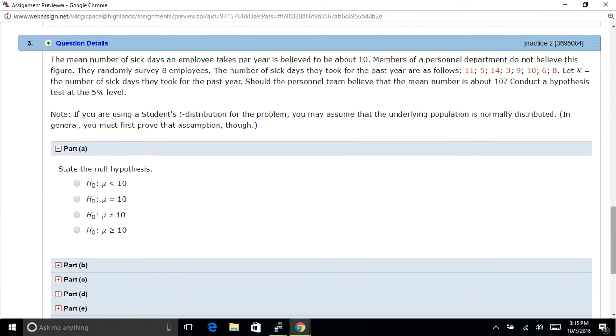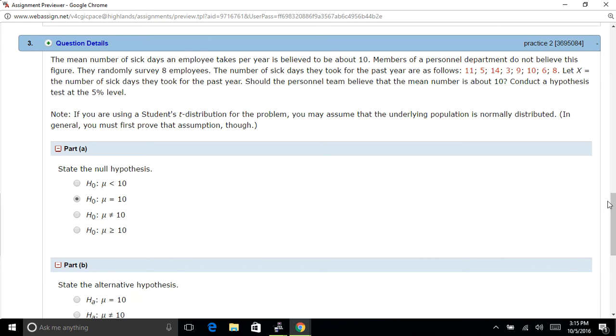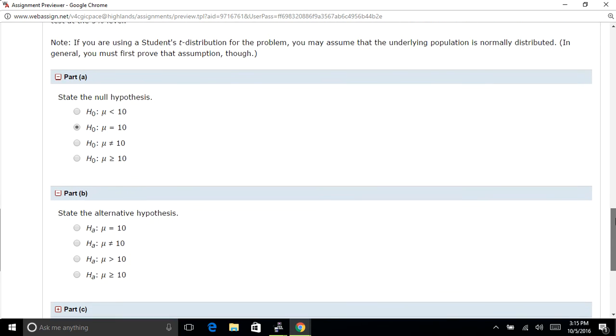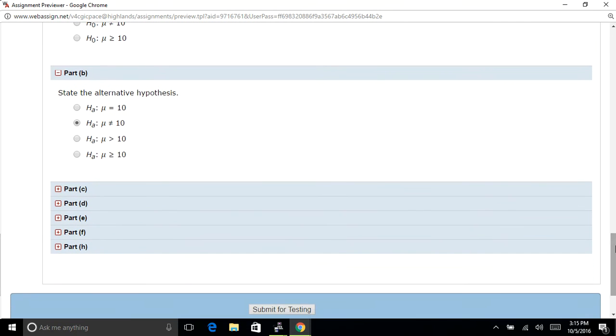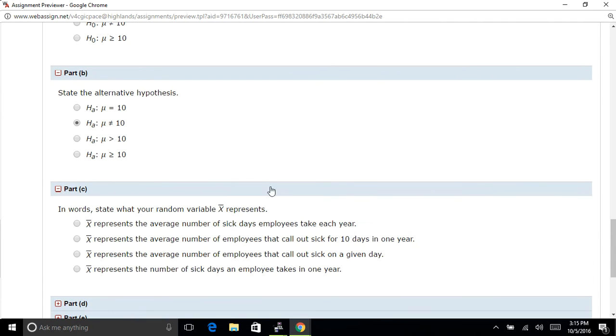All right. First thing we need to do, let us go ahead and figure out those hypotheses. So it doesn't have anything about directions. It just says they believe the mean number is 10. So this will be my null hypothesis, that I believe the mean is 10. The alternative is I don't believe the mean is 10. Why? It gives no direction if it's higher or lower. It just says it is equal or not equal.